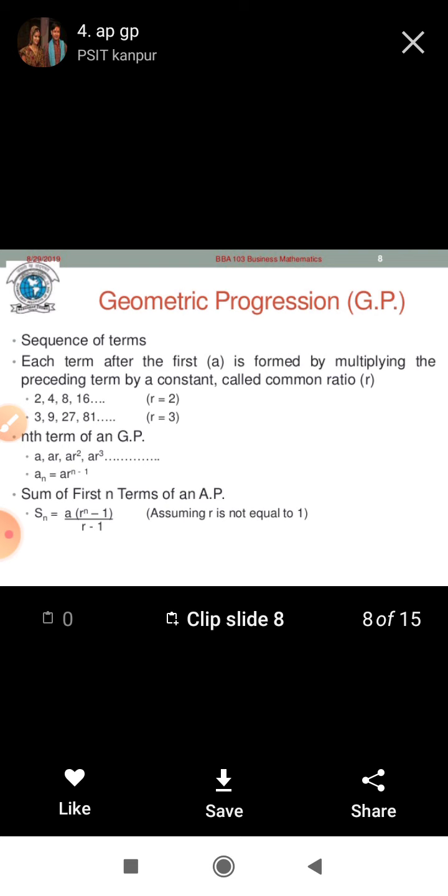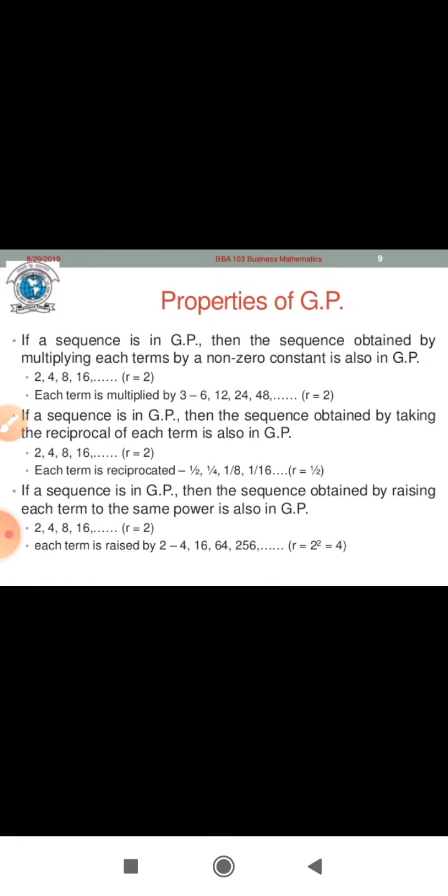Sum of n terms of a geometric progression GP will be Sn is equal to a(r to the power n minus 1) upon r minus 1, assuming r is not equal to 1.